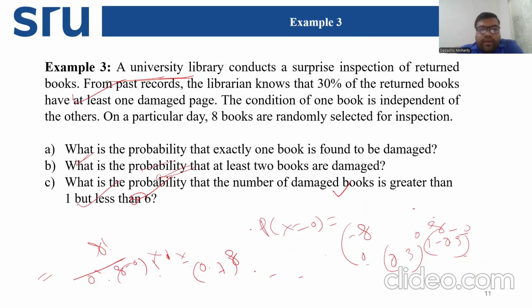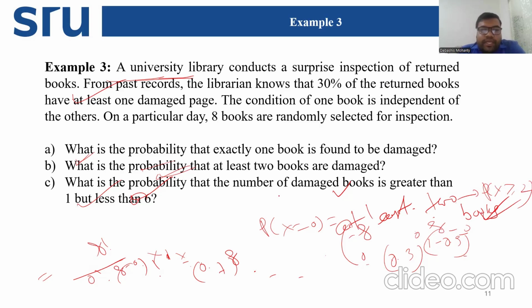Now, why do we need to find the probability of x greater than or equal to 2? Because we have to find at least two books. At least two books. That's why we are finding the probability of x greater than or equal to 2. Okay, students, now the third question.